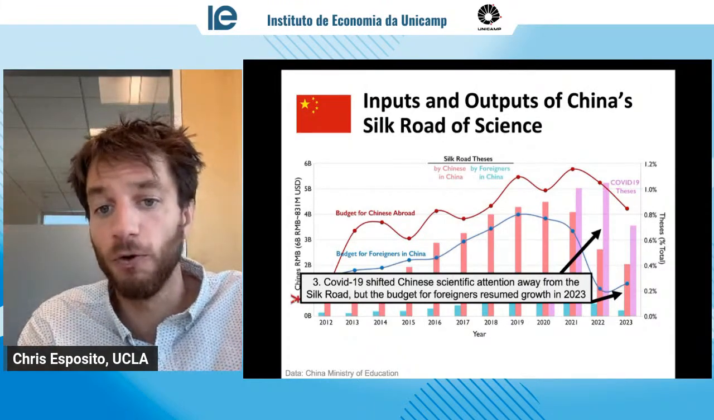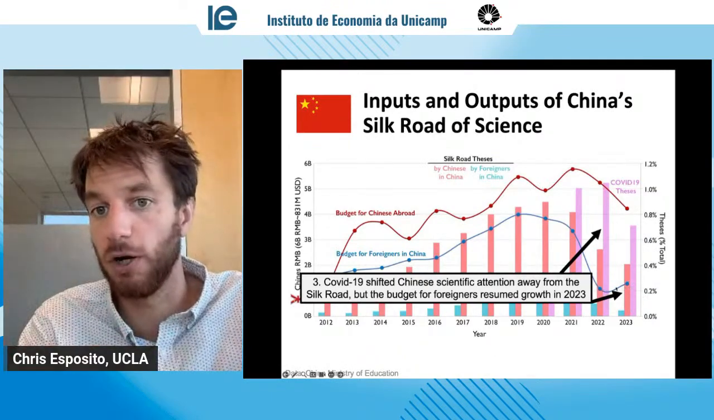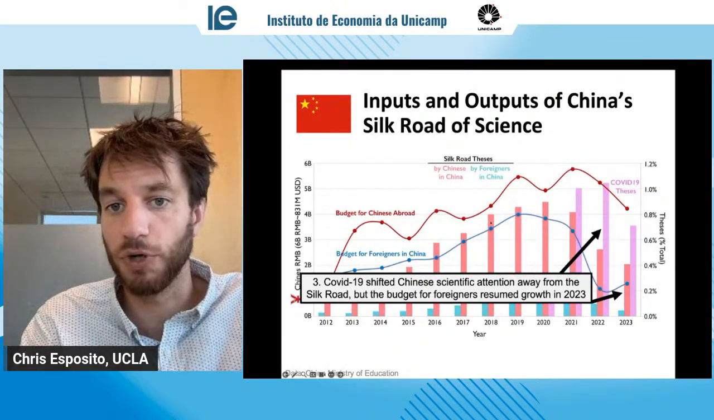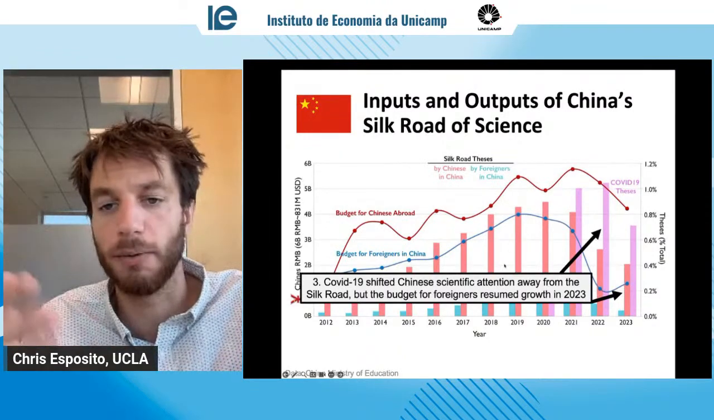But the budget for foreigners started to resume growth in 2023, basically as China starts to reopen. So we're wondering if we're going to see a return to this period of investment and theses and research interest about the Silk Road.